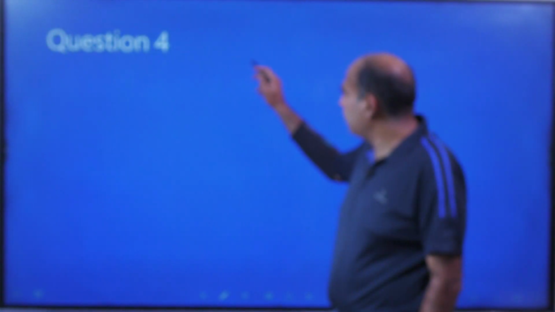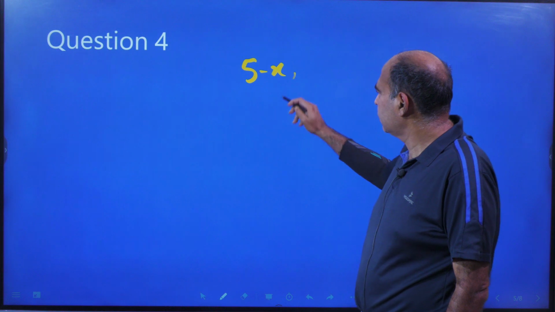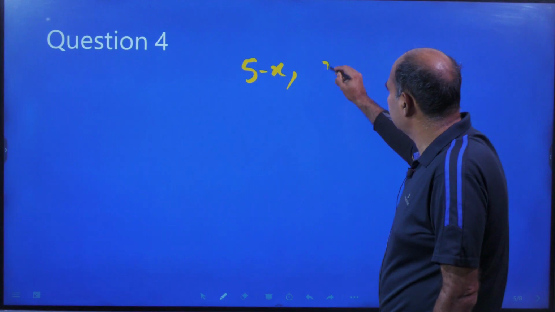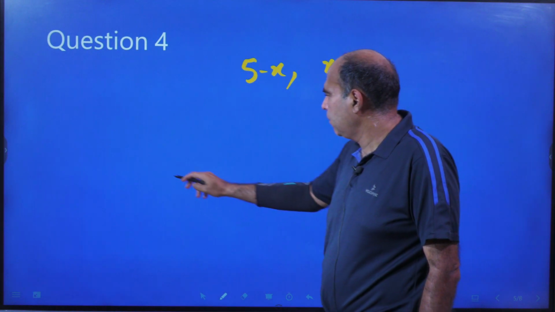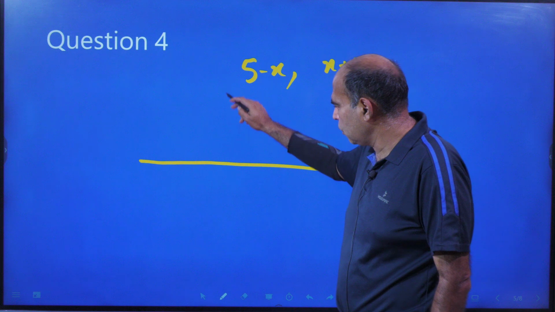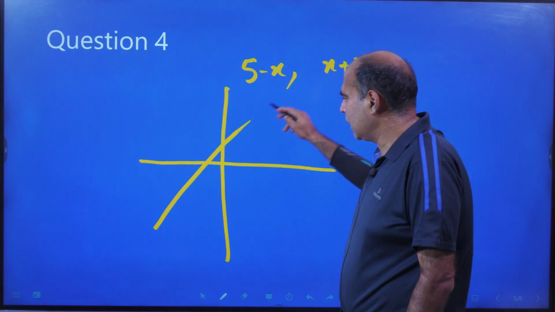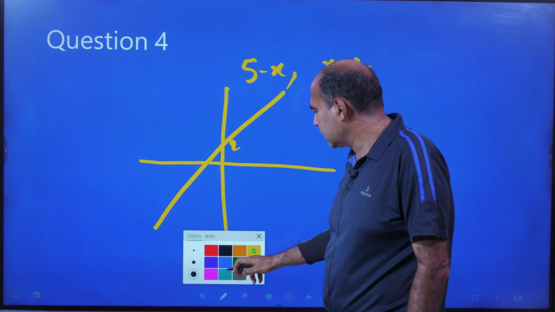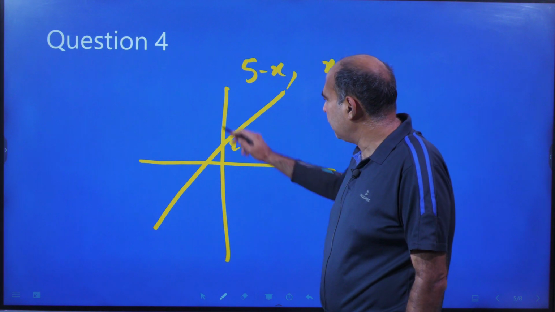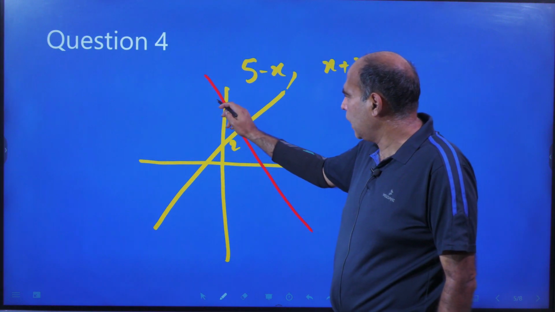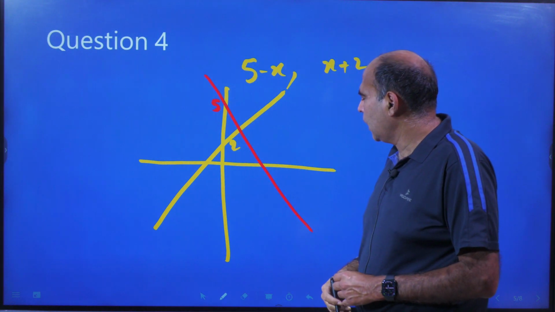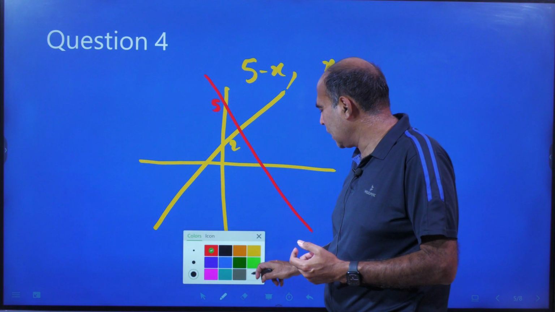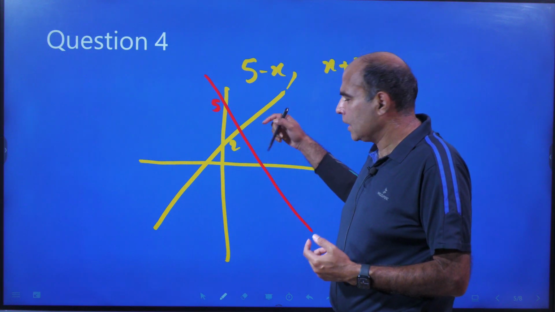It basically means that if I am talking about 5 minus x and x plus 2, we know how x plus 2 looks. We saw that in the first question also. So x plus 2 is this line passing through a height of 2, and 5 minus x will be this line passing through the height of 5 on the y-axis, and essentially the g(x) function is testing both these functions and taking the maximum of the two.